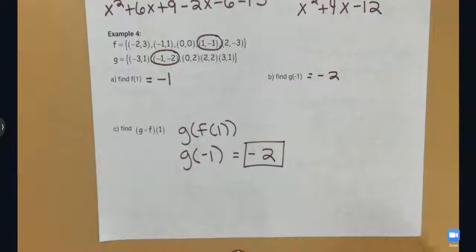So composition of functions. We're plugging functions into each other and evaluating. Operations, we're adding, subtracting, multiplying, and dividing.